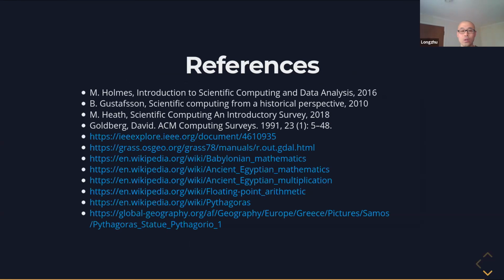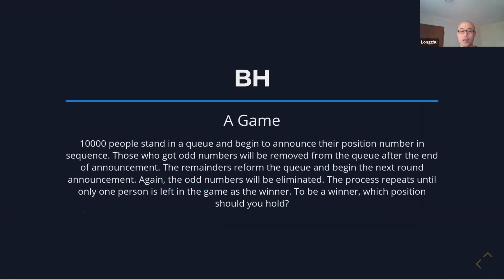Also, I want to play a game with you. You can treat it as homework. I think we probably won't have enough time in the classroom. The game is like this. Let's say you have 10,000 people standing in a queue, and they start announcing their positions, of course starting from 1. The first person says 1, the second person 2, the third person 3.